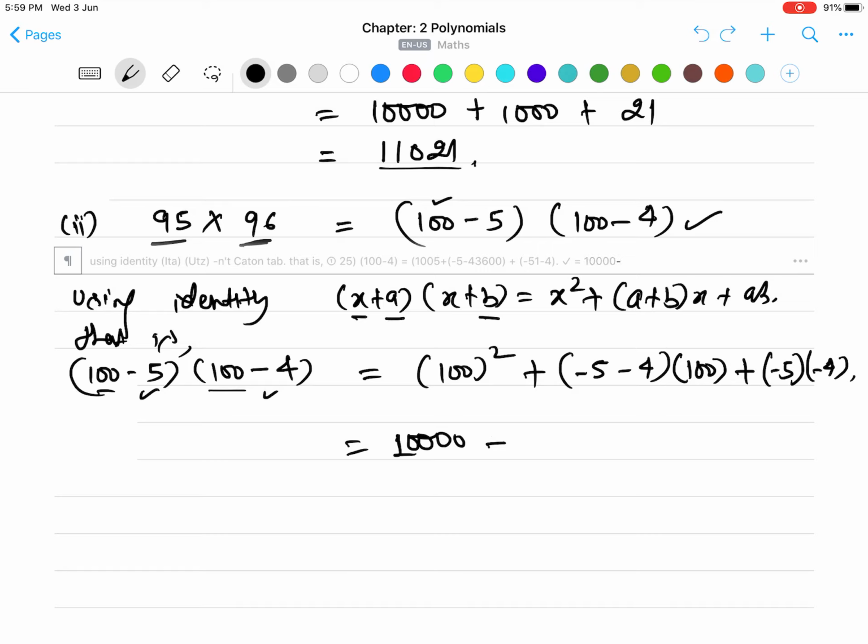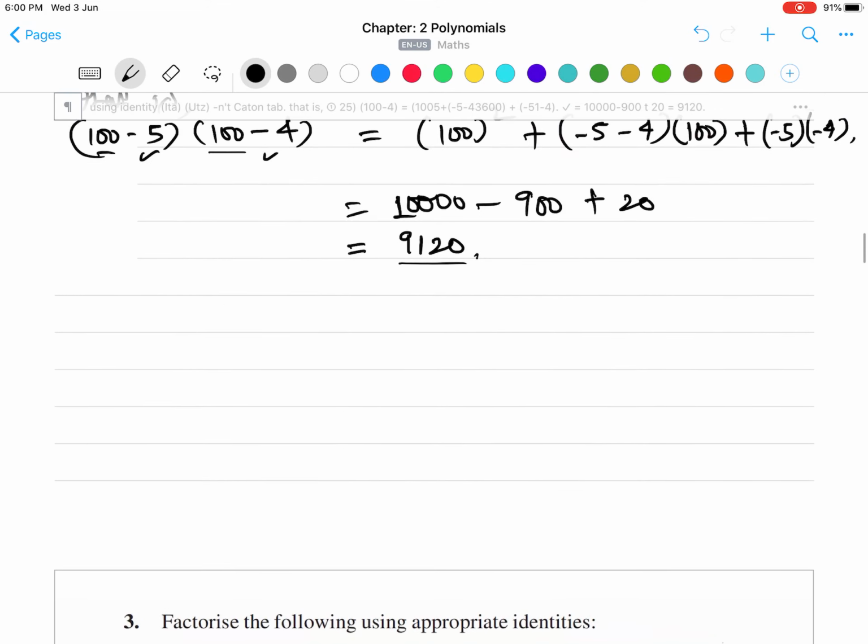Then this minus 5 and minus 4 will be minus 9. So minus 9 into 100 will give us minus 900, and minus 5 into minus 4 will become plus 20. So the answer of this one will be 10,000 minus 900 is 9,100, and then we add the 20, it is 9,120. Okay, so that's the answer of part 2 of the question number 2.